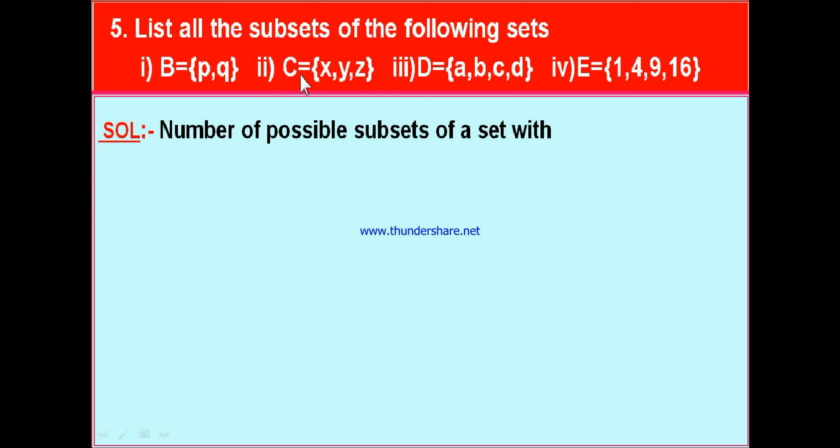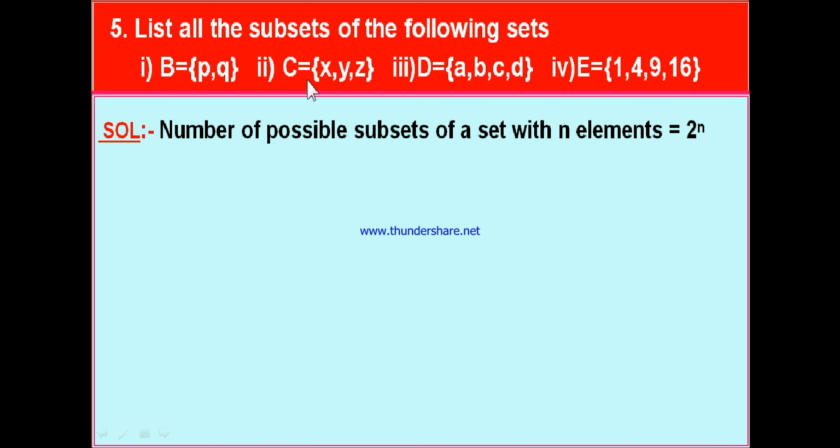Here, before going to write the subsets, it is better to know this statement: the number of possible subsets of any set with n elements is equal to 2 power n. If a set has n elements, then the number of possible subsets is 2 power n. For example, here if you look at B, how many elements does B have? The set B has 2 elements. If B has 2 elements, then the number of subsets of B is equal to 2 power 2, 2 square. 2 square is 4. Therefore, the number of possible subsets for B is equal to 4.